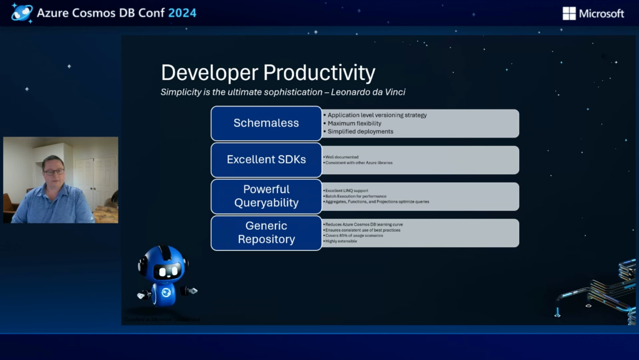The SDK has also provided an extremely powerful query ability that matches the behaviors that we use in C# regularly. So they have awesome support for LINQ. You can query in LINQ just like you would be querying collections in memory if you wanted to. There's excellent batch execution libraries to increase performance of querying without having the complexity of having to implement that batching and parallelization yourself. And also aggregates, functions, and projections that allow us to create highly optimized queries on the platform and ensure that we're able to maintain the performance levels that our customers require.